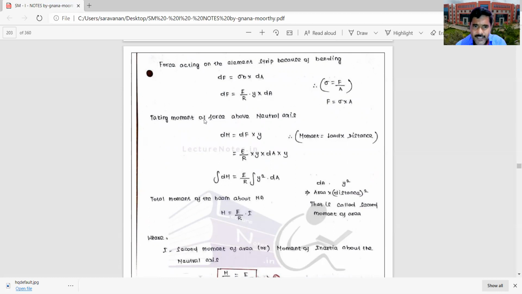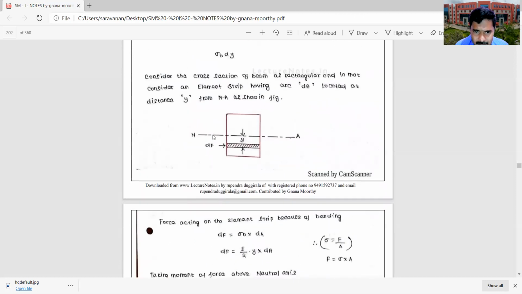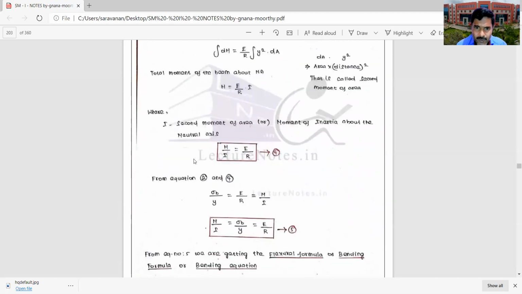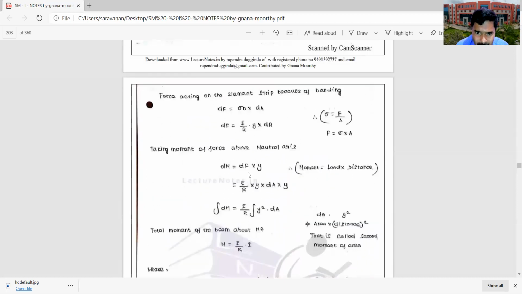Now taking the moment of force about the neutral axis. The moment dM is equal to load into distance. With respect to the neutral axis, force into distance y, so dM is equal to dF into y. The dF value is E by R into Y into dA, into this distance y.